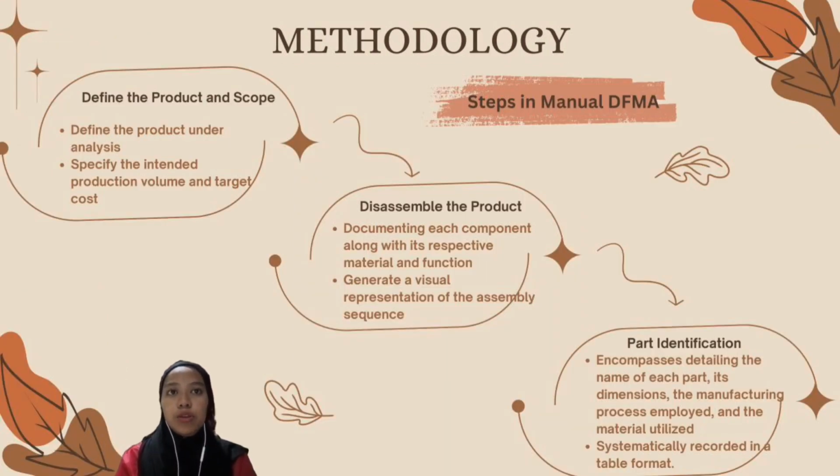Next, also in the methodology, we have the steps in manual DFMA. So basically, there are 6 steps in manual DFMA. The first step is define the product and scope. We define the product under analysis and specify the intended production volume and target cost.